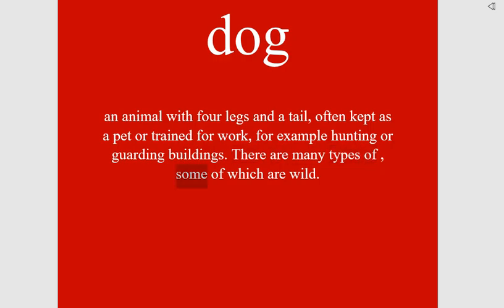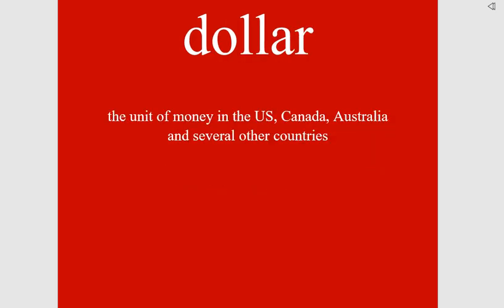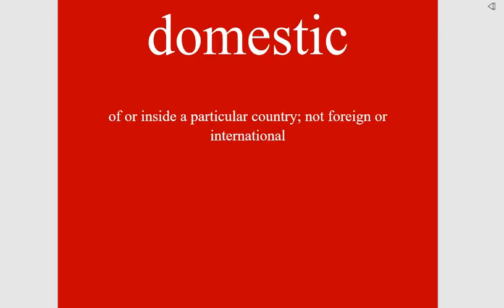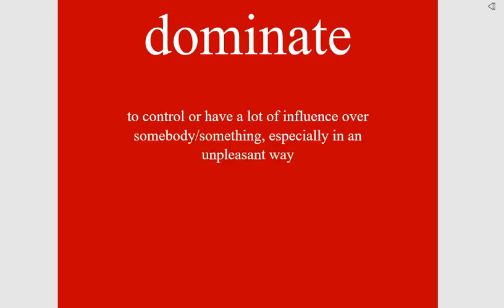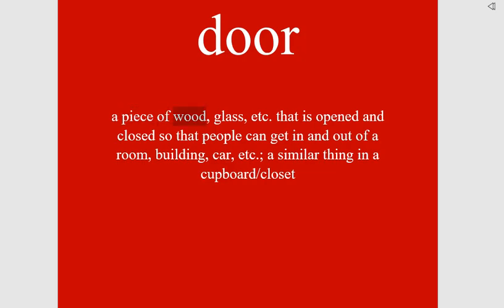There are many types of dog, some of which are wild. Dollar. The unit of money in the US, Canada, Australia and several other countries. Domestic. Of or inside a particular country, not foreign or international. Dominate. To control or have a lot of influence over somebody/something, especially in an unpleasant way. Door. A piece of wood, glass, etc. that is opened and closed so that people can get in and out of a room, building, car, etc., a similar thing in a cupboard/closet.